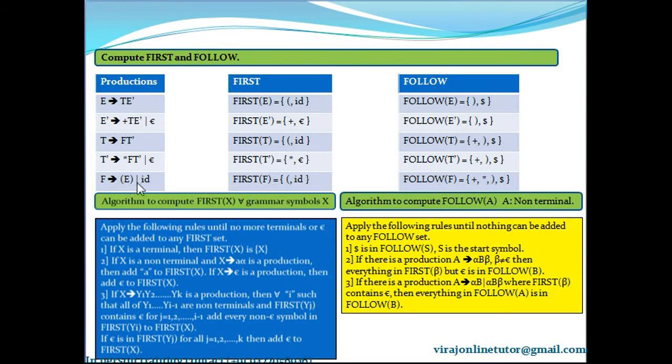Clear? This is of the format y1, y2, y3. So y1 is open bracket. So what is first of y1? Open bracket, because first of terminal is a terminal itself. Since first of y1, that is open bracket, is not containing epsilon in it, stop going ahead. Okay, take the next option for f. F gives id. So what is first of terminal? id. What is first of id? id itself. So write id. So first computation of this production is over. It's complete.